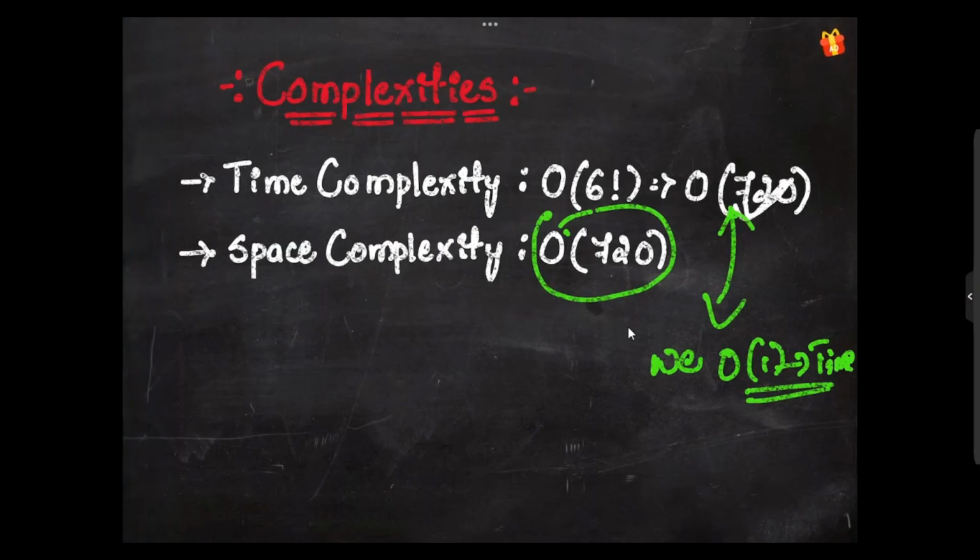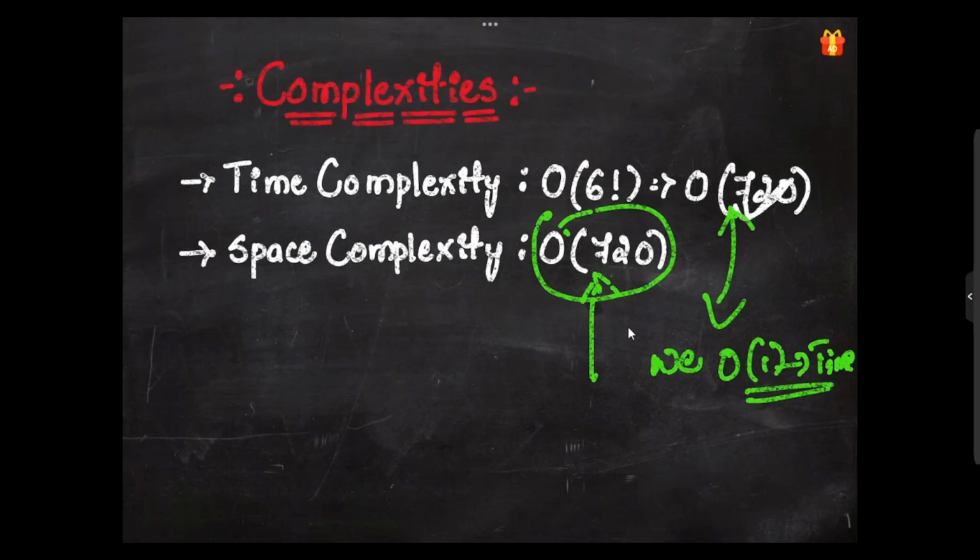And also we have to store it somewhere in the memory. We are storing all the 720 permutations in the memory, nothing but brute forcing here all the 720. So the overall space complexity would be big O of 720 as well. The time complexity and the space complexity for the code that we'll be writing in the future would be big O of 720, right?